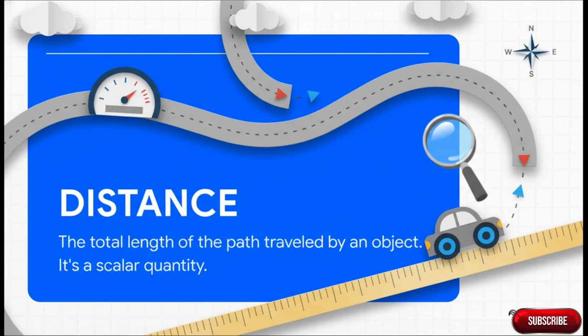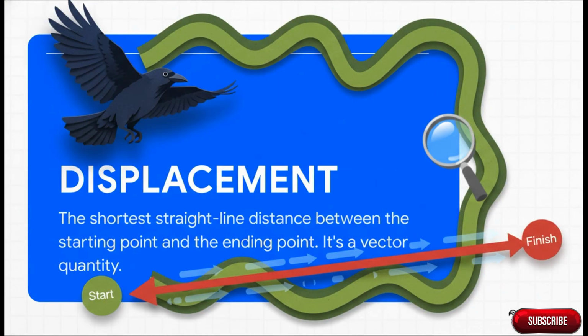That's it. Simple. Now, displacement. Displacement is like the cool, super efficient cousin of distance. It could not care less about the scenic route you took. All displacement cares about is the straight line from where you started to where you finished. It's that as-the-crow-flies path. And since it has both a size, how far, and a direction, it's what we call a vector quantity.